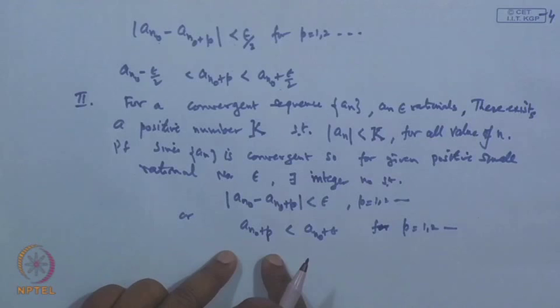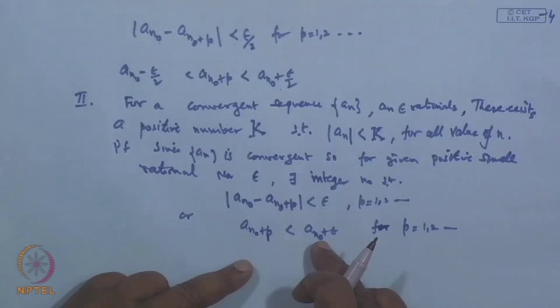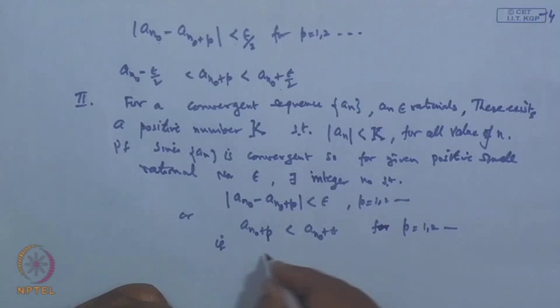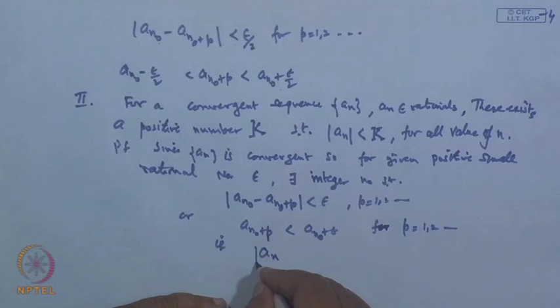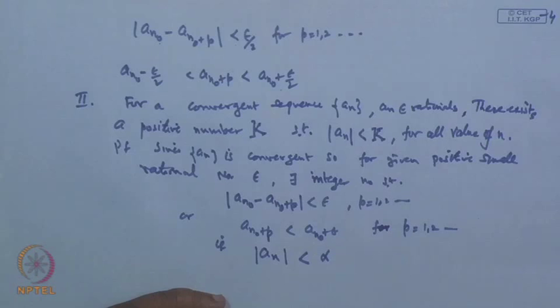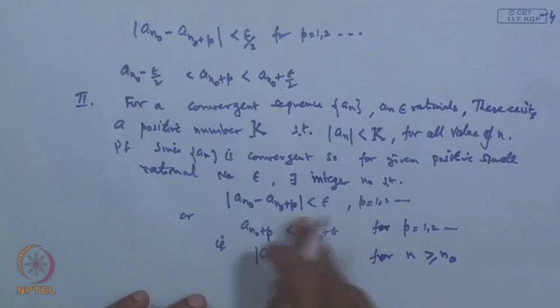It means the terms are less than this number, because A n naught is fixed now. So, A n naught plus epsilon is fixed. So, this implies that all terms A n will remain less than a number alpha for all n greater than or equal to n naught. Is it not? Because all these terms are like this.